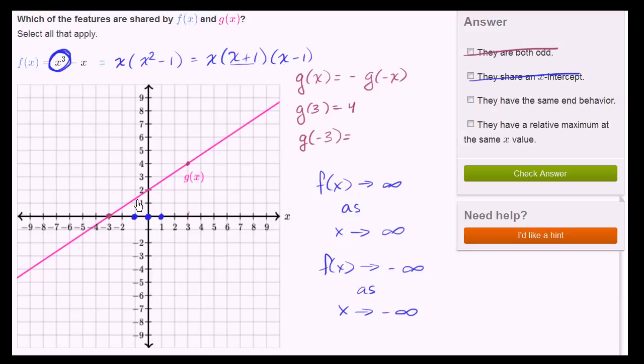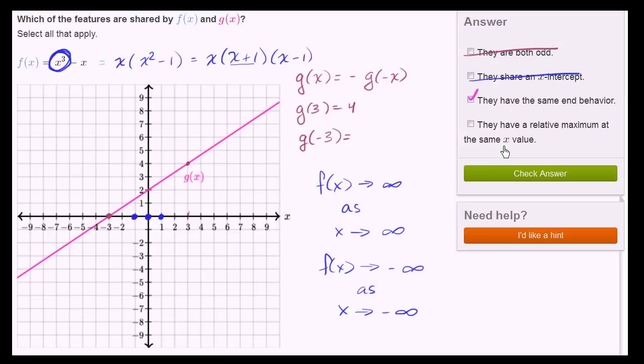And that is the same behavior of g of x. As x approaches a really large value, g of x approaches a really large value. Maybe not as fast as f of x, but it still approaches it. And likewise, as x decreases, so does g of x decrease. It doesn't decrease as fast as f of x might, but it's still going to decrease. So they do seem to have the same end behavior, at least based on the way that we thought about it just now. Now, the last option is they have a relative maximum at the same x value.